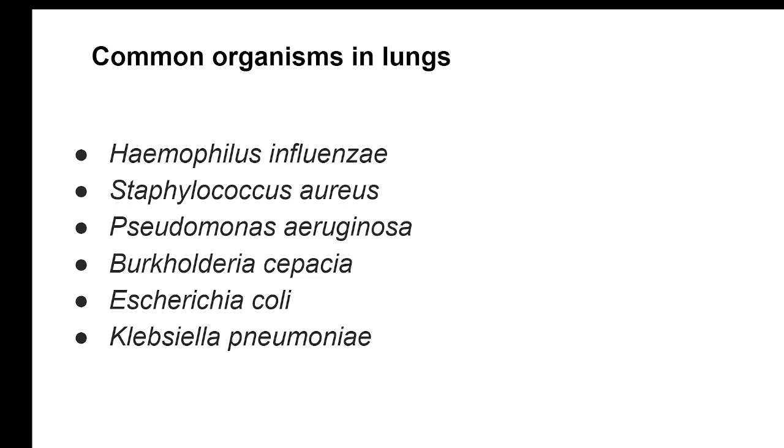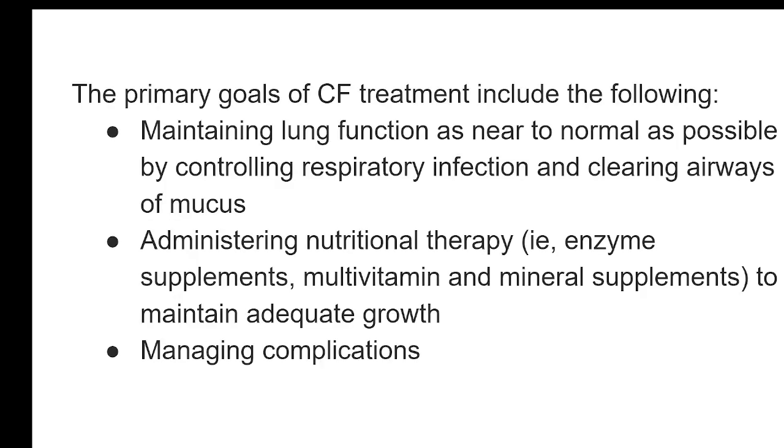In a patient who has repeated respiratory infections in cystic fibrosis, the common organisms seen in the lungs are Haemophilus, Staphylococcus, Pseudomonas, Burkholderia, Escherichia coli and Klebsiella. All of them are difficult to manage, and most of them easily develop resistance to antibiotics, and hence the treatment often fails and the prognosis becomes poor. So cystic fibrosis will have a comparatively poor prognosis.